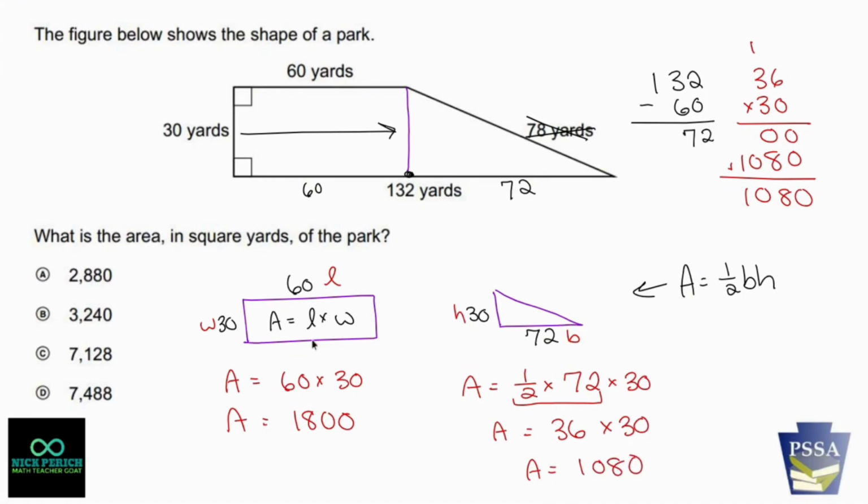1,080. Now that I know the area of the rectangle and I know the area of the triangle, I can add them up. So let me do that over here. I have 1,800 and I'm going to add 1,080. 0 plus 0 is 0. 0 plus 8 is 8. 8 plus 0 is 8. 1 plus 1 is 2. I have yards, so this is going to be square yards or yards squared, but it looks like they only want the number, which is going to be 2,880.